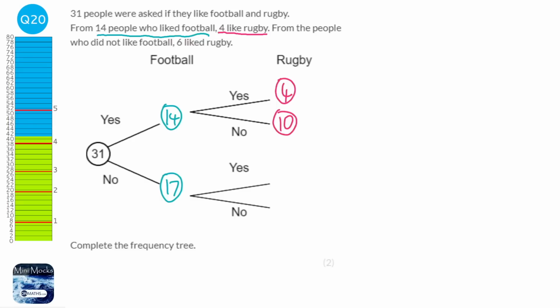But what about the bottom section? This part here. We've got 17 who didn't like football. Where it says from the people who did not like football, 6 liked rugby. So we've got 6 there, and that must mean that we've got 11 who did not like rugby.